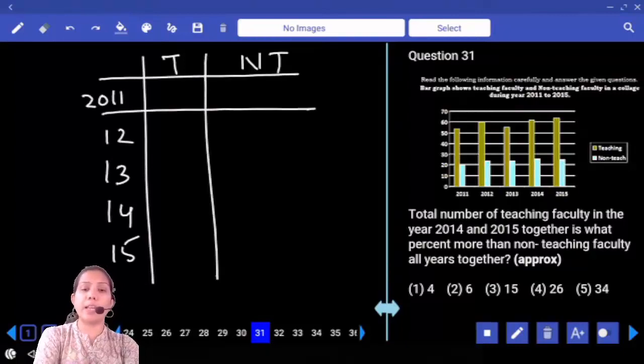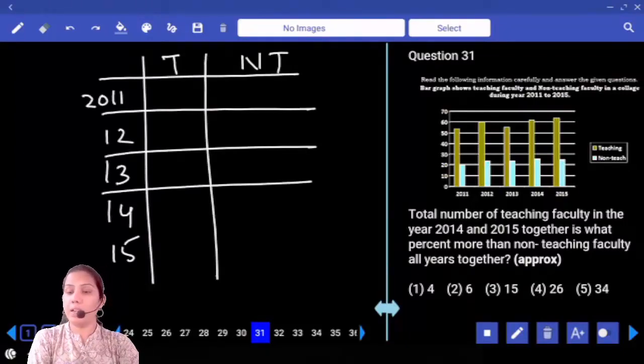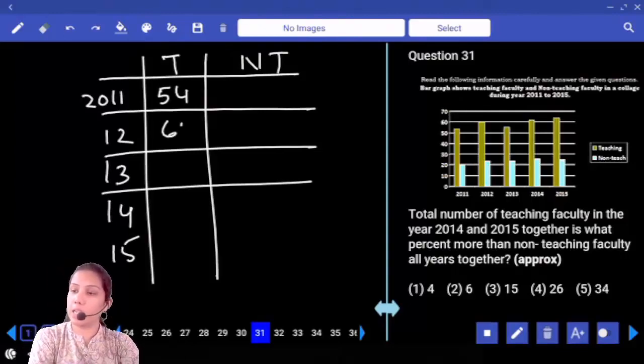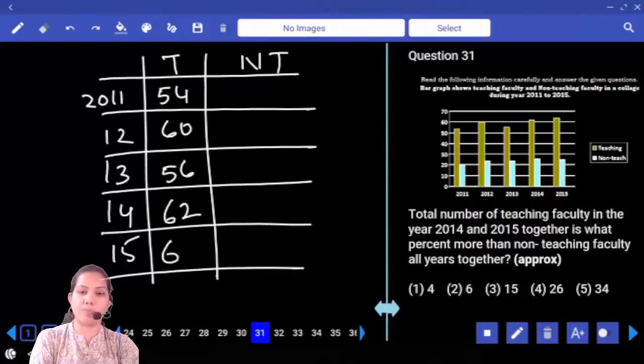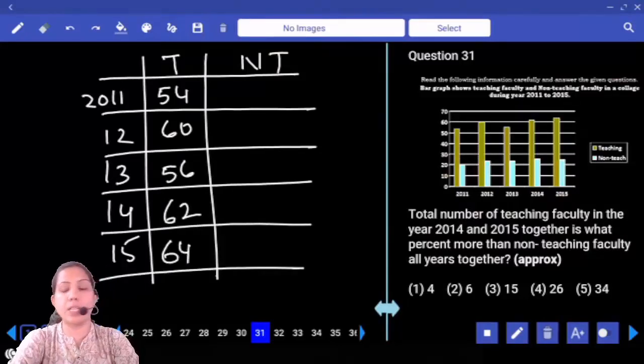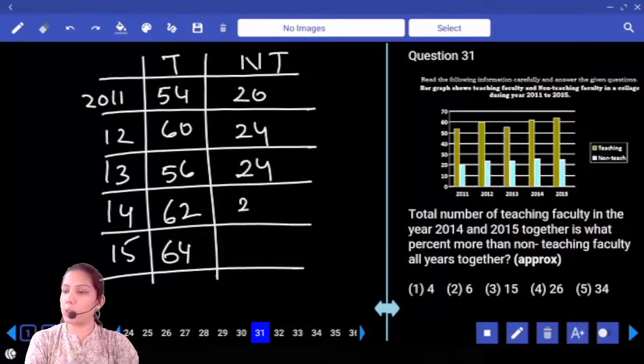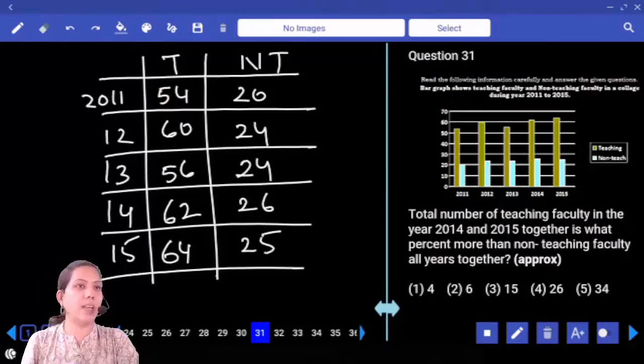In 2011, teaching faculty is 54. 2012 teaching faculty is 60. The next value is 56, the next is 62, and the next is 64. This is the teaching faculty information. And non-teaching it is 20, 24, again 24, next 26, 25. Okay, done.